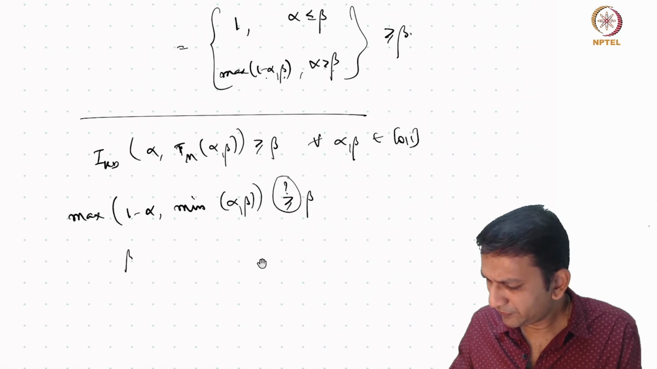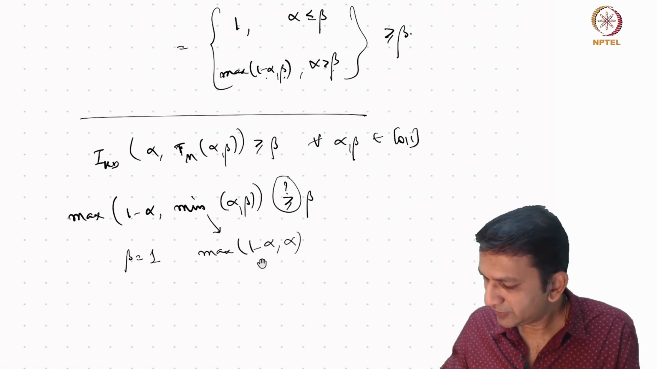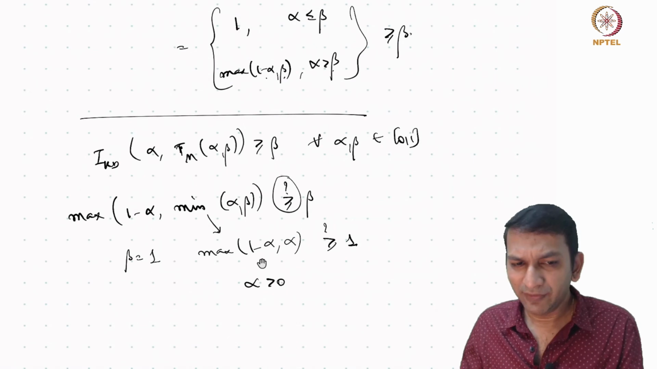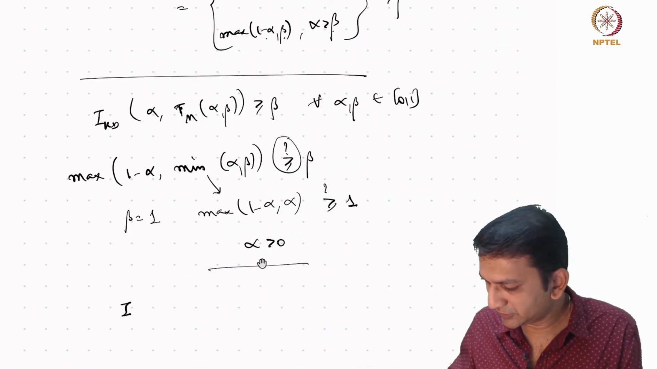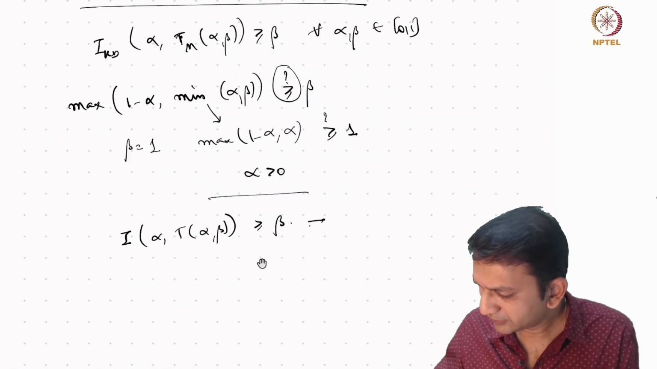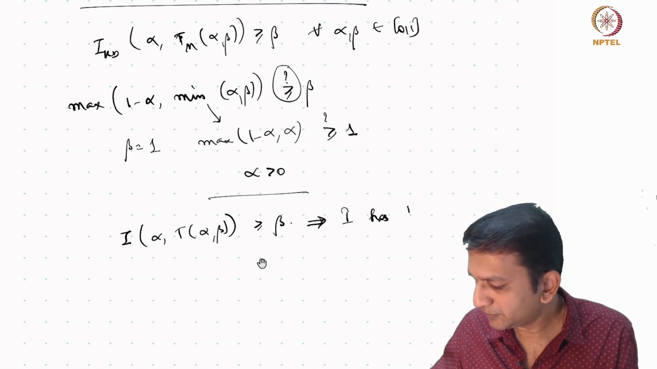Well, clearly, if we take beta to be 1, what we get here is the max of 1 minus alpha, alpha. That's what we get here. We are asking the question, is it greater than or equal to 1? Well, definitely not when alpha is greater than 0. In fact, it can be shown that if we have an implication and a T-norm, this inequality, for it to be satisfied, if it is satisfied, this means I in fact has the identity principle.